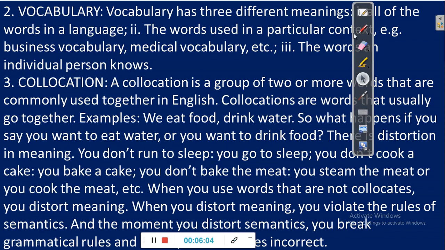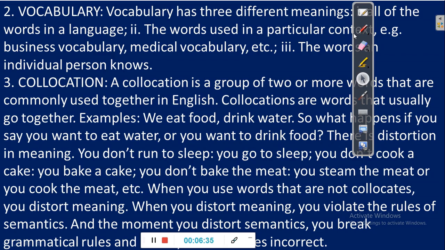The third one is collocation. We already discussed collocation when we were discussing questions in section 1, which formed the ABCs of WASC English Part 1. But let's revisit collocation. A collocation is a group of two or more words that are commonly used together in English.